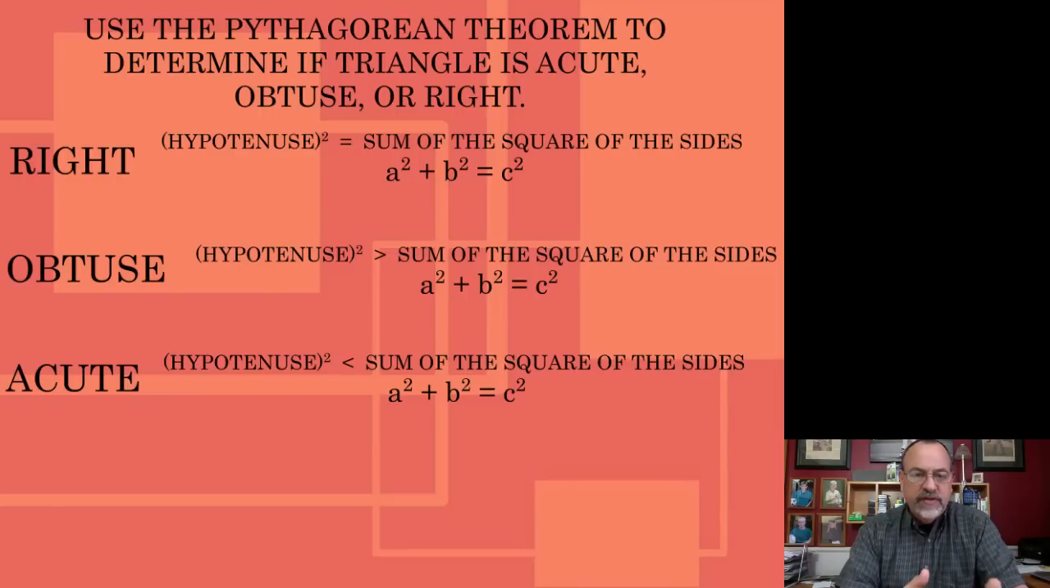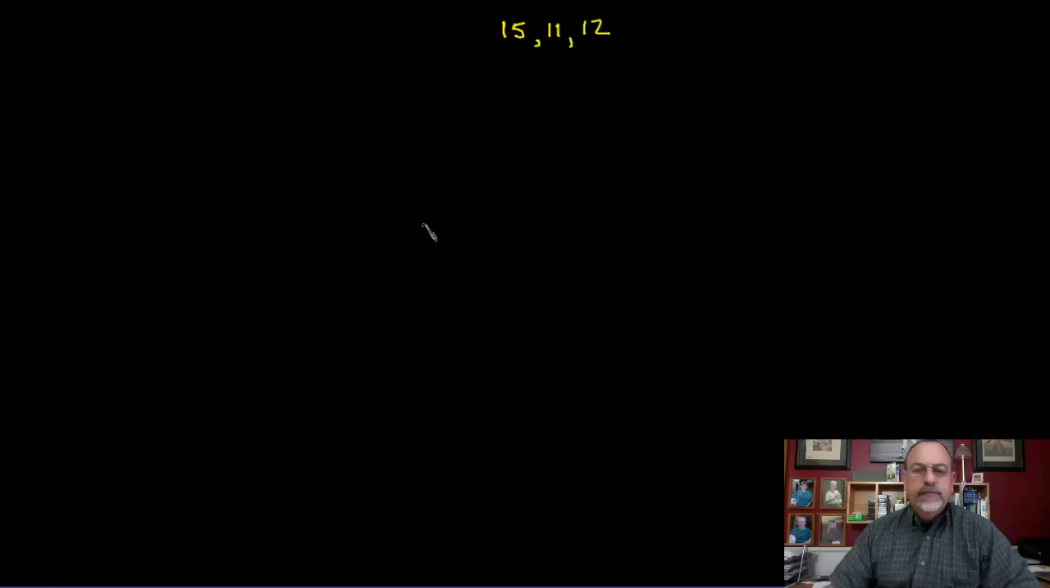Okay, so if it's obtuse, the hypotenuse squared is larger than the sum of the squares of the two sides. So again, the sum of the squares of the two sides is going to be the most important phrase when you do this. Okay, so let me do one example or two so you get to see what you're going to be doing.